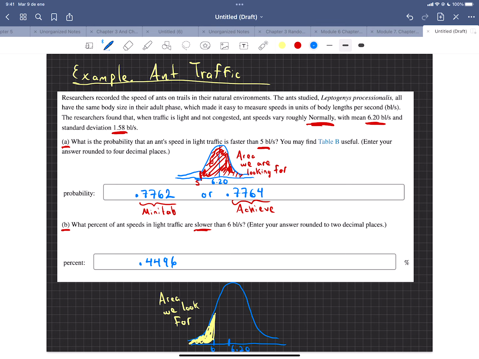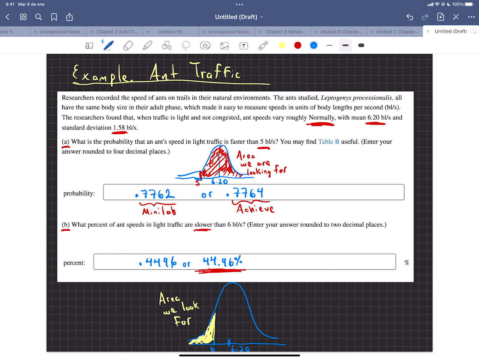But I have to express this in percentage. It's going to be 44.96%. There you have.